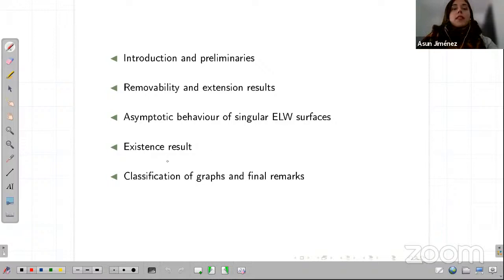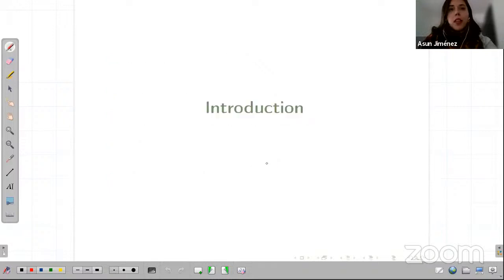We will also present an existence result. We will see how to construct singular solutions, singular graphs, of this kind of surfaces. And finally, we are going to give a classification type result for elliptic linear Weingarten graphs and make some final remarks if I have enough time to do that.